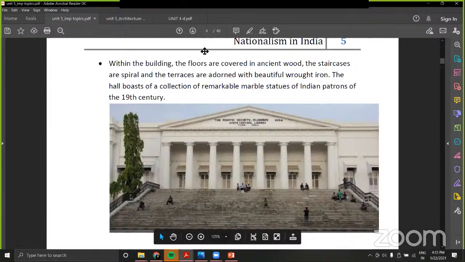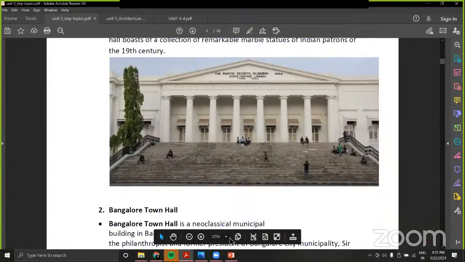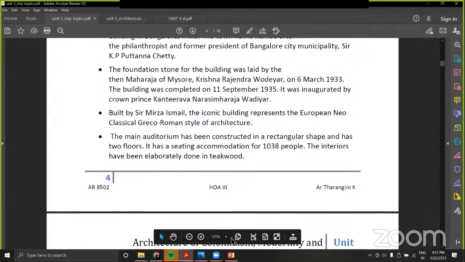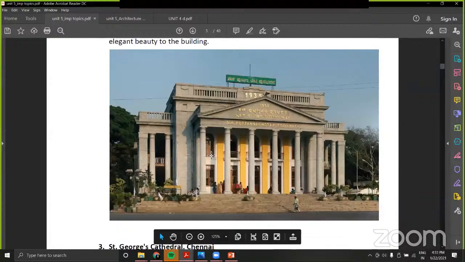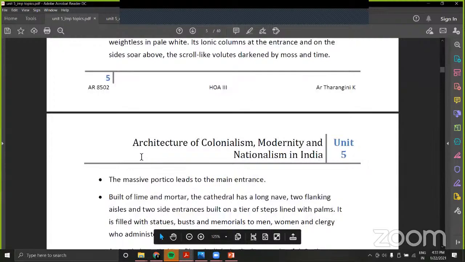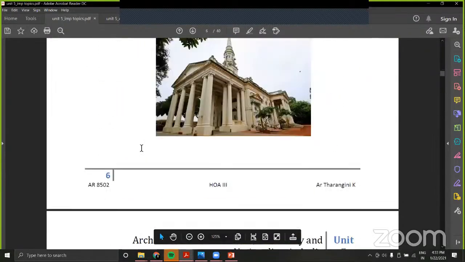The hall boasts a remarkable collection of marble statues and Indian paintings of the 19th century. Yeah, Bangalore Town Hall is another town hall they constructed. You can see the Doric orders are similar there, and they also have a flight of stairs here. They also use all those colors there. So you can just refer to all these. We are just moving on with the one example.